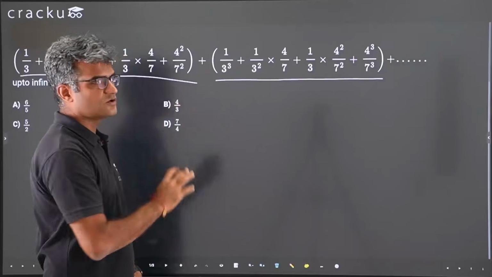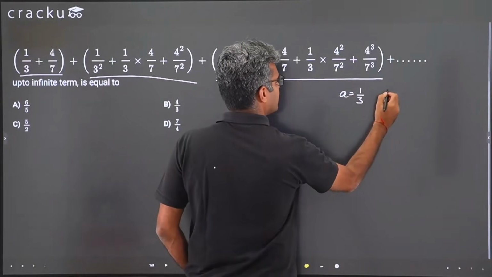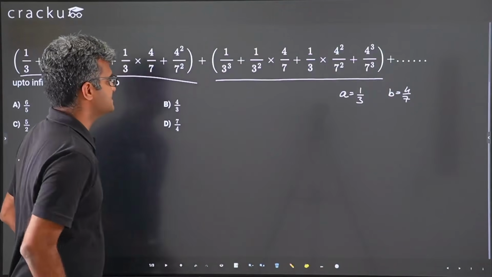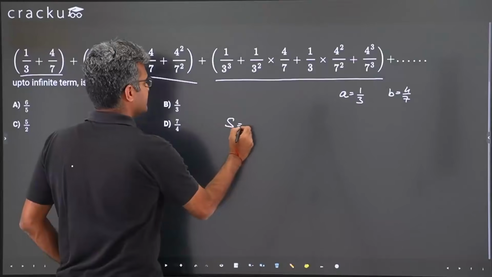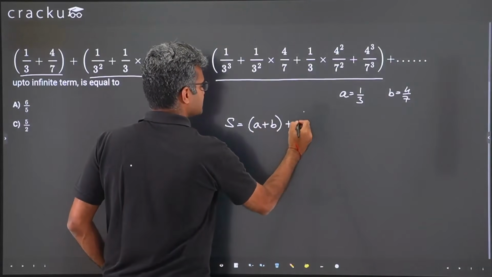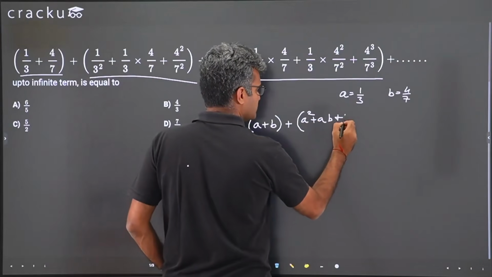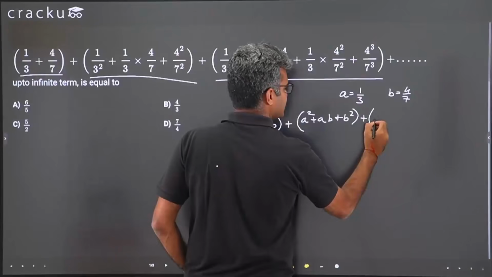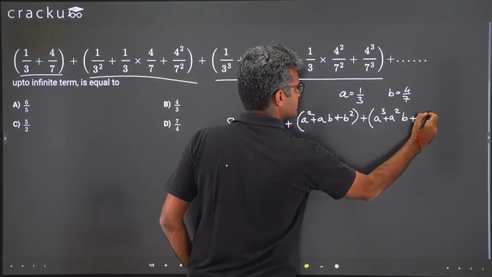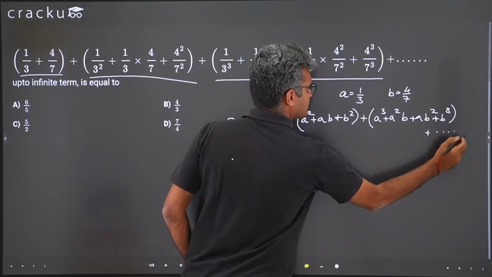Even though it sounds complex, if you assume that a is equal to 1/3 and b is equal to 4/7, and if you assume that the sum is s, then s will be equal to a + b + a^2 + ab + b^2 + a^3 + a^2 b + ab^2 + b^3 + and so on, till infinite terms.